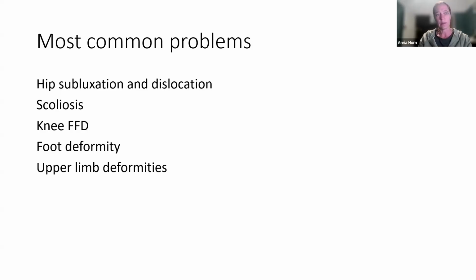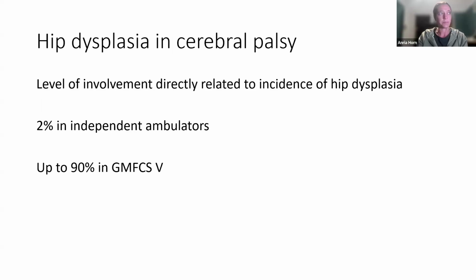So the most common problems that we encounter in the non-ambulant cerebral palsy patients is first and foremost hip subluxation and dislocation. And this is probably the vast majority of surgery that I perform for these patients, for the treatment and prevention of this. Scoliosis is also very common, knee flexion deformities, foot deformities, and then upper limb deformities. So it's basically the whole body, come to think of it.